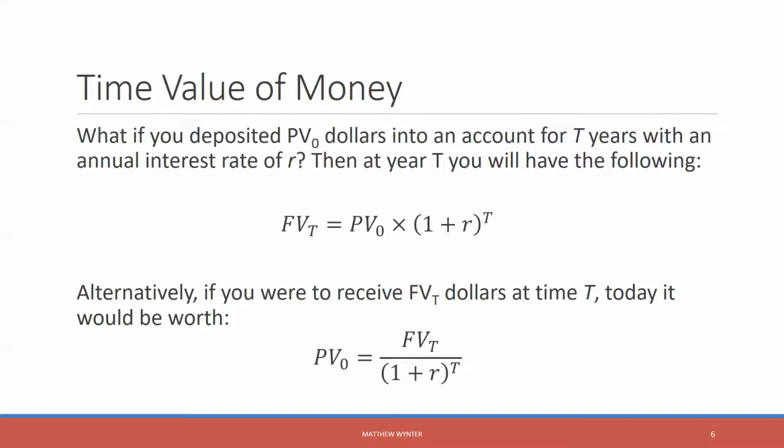So let's do this more generally. If we deposited some present value at time 0, we want to know the future value at some period T. Same exact formula, but notice something slightly different. Now instead of it being period 1, it could be period 3, period 4, period 5, whatever. If I want to know the future value 5 years from now, I'm going to take the present value and multiply it by 1 plus R to the power of 5. 7 years from now, I'm going to take my present value and multiply it by 1 plus R to the power of 7.